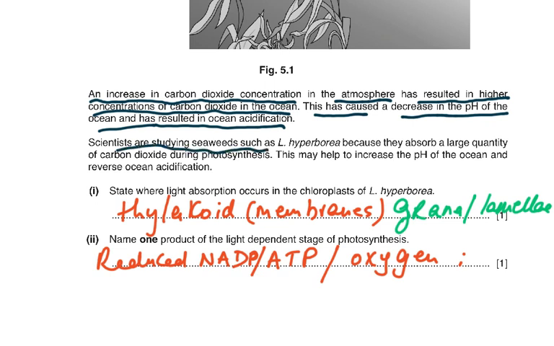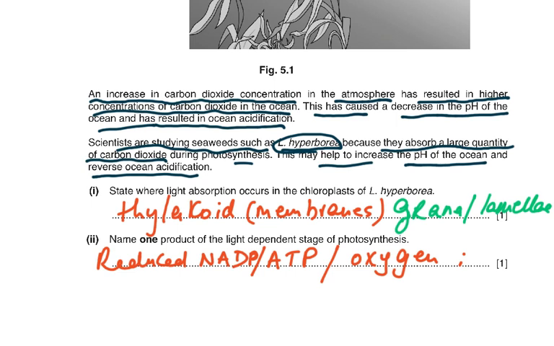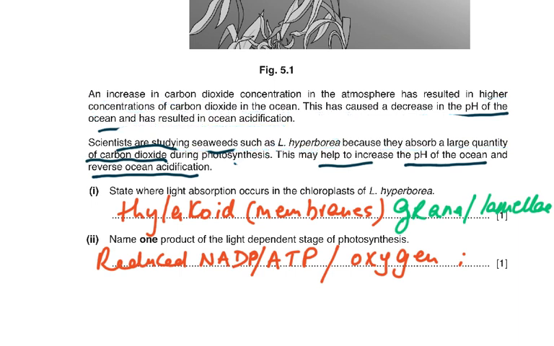Scientists are studying seaweeds such as Laminaria hyperborea because they absorb a large quantity of carbon dioxide during photosynthesis. This may help to increase the pH of the ocean and reverse ocean acidification. Actually, if the plants take in the carbon dioxide, this would increase the pH, and this will reverse or reduce the ocean acidification. So first we've got to understand the question properly, and then reread the question so that we are absolutely clear when we are answering.